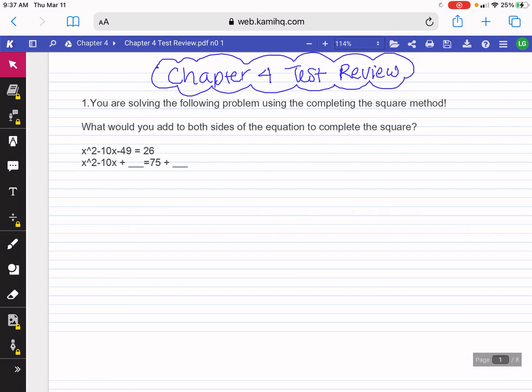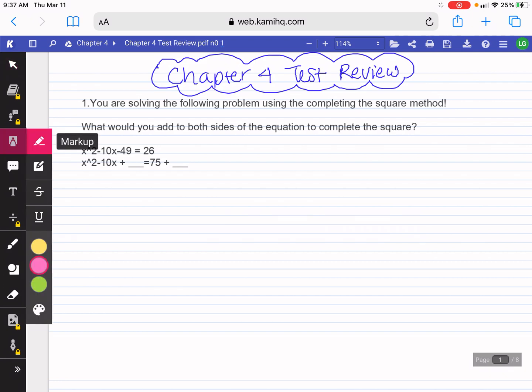I'm going to be checking when I test you that you can do individual steps that are unique to this method. So here we have a problem, x squared minus 10x minus 49 equals 26. We're solving the problem using the completing the square method. It says, what would you add to both sides of the equation to complete the square?